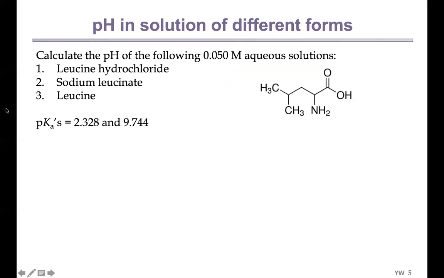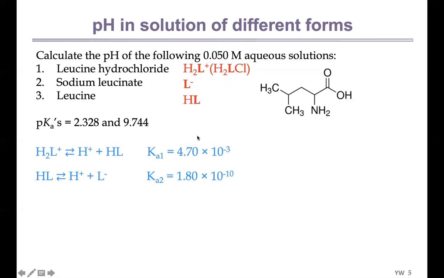Let's talk about the first one. And those are the pKa's, okay? The Ka values are given here. So you can see that Ka1, 4.7 times 10 to the negative 3, is much larger than Ka2, which is 10 to the negative 10, right?